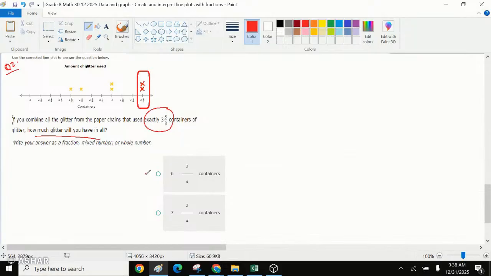Can you give me the answer? I'll wait for your answer. So that means if 3 whole 3/8 was used and 2 containers were used, what do we need to do? Can anyone help me out with that? Yes, we need to multiply them together. So this is 3 whole 3/8, right? And there were 2 containers. So what we need to do is 2 multiplied by 3 whole 3/8. Help me out with the answer.